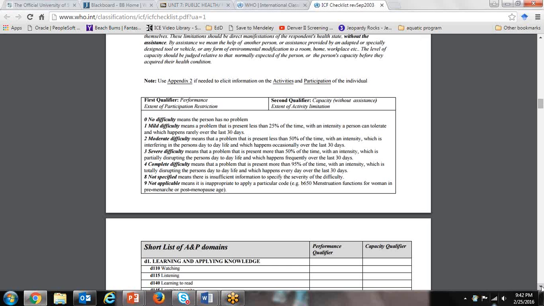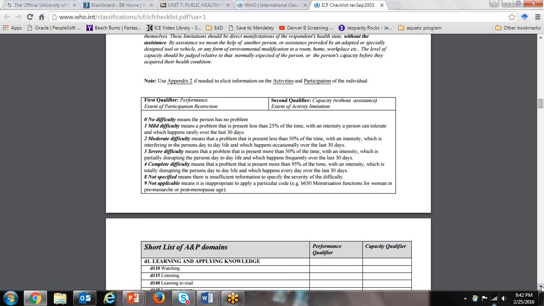So do they have no difficulty performing, mild difficulty, moderate difficulty, severe difficulty, complete difficulty, unspecified difficulty, or not applicable? And the second qualifier is their capacity to complete without assistance. So they may be able to perform the task with mild difficulty, meaning they're able to perform the task more than 25%, 75% of the time. But their capacity without assistance may be severely difficult.